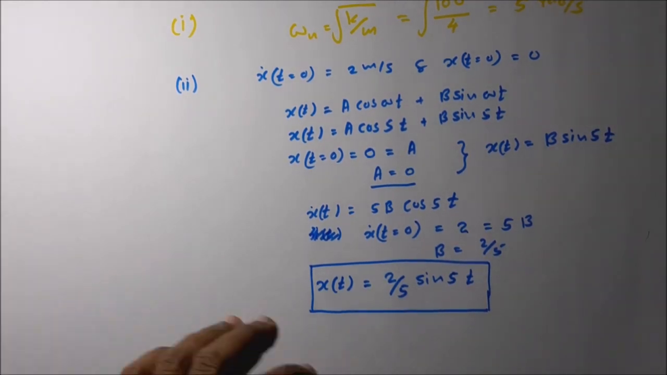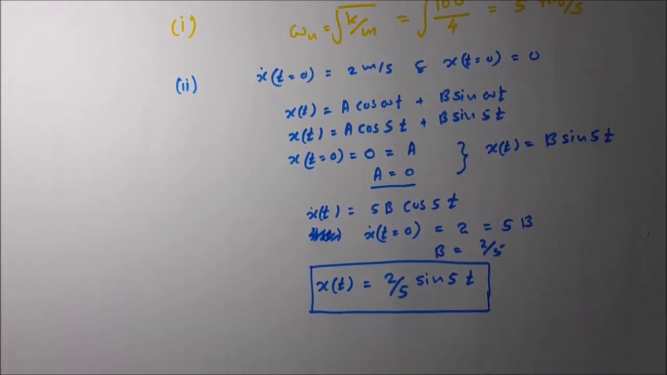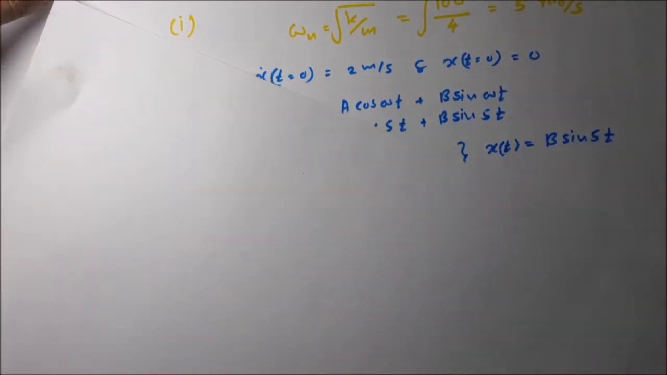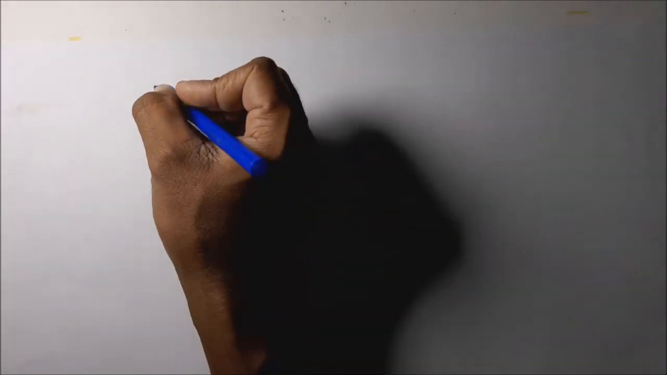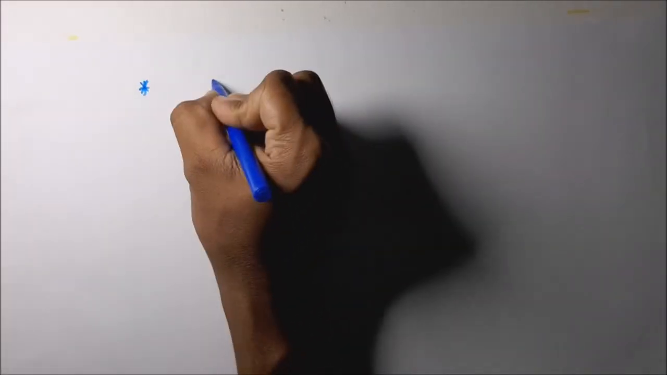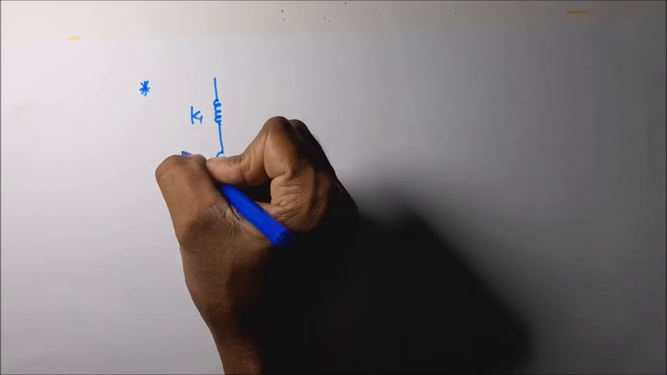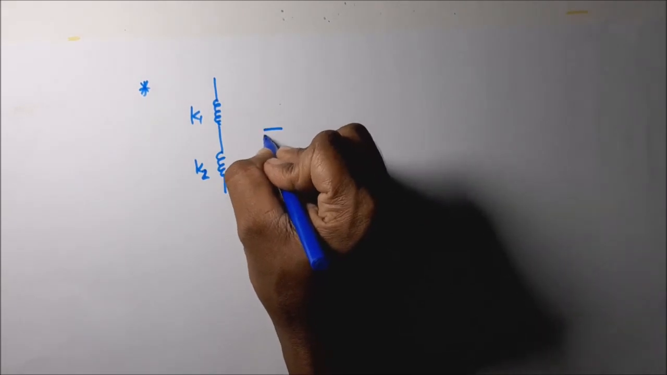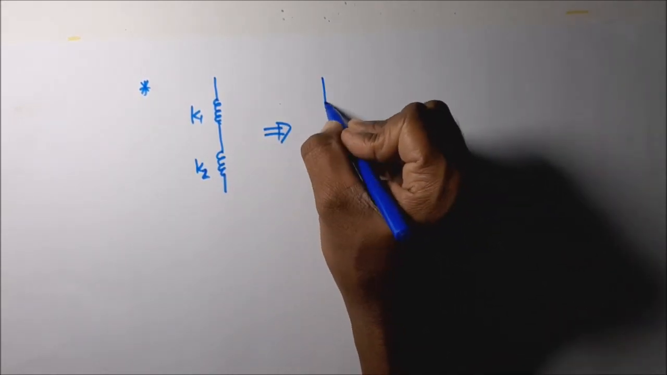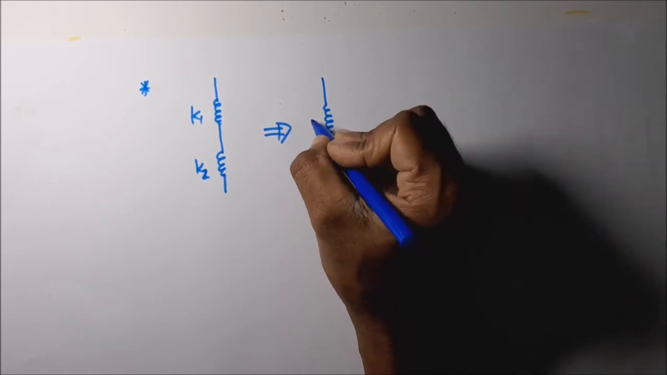Then when doing this simple harmonic equation of motion problem, there are some important things. I think you already know these things; I just refresh your memory about them. Keep in mind, if two springs K1 and K2 are connected in series, how do we get the resultant stiffness? What is the resultant stiffness?